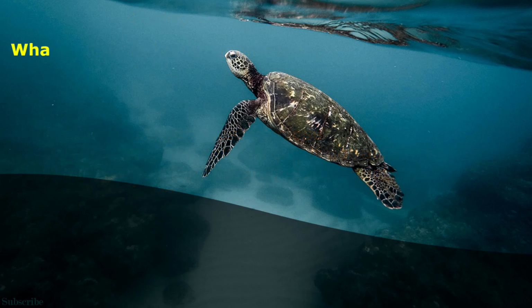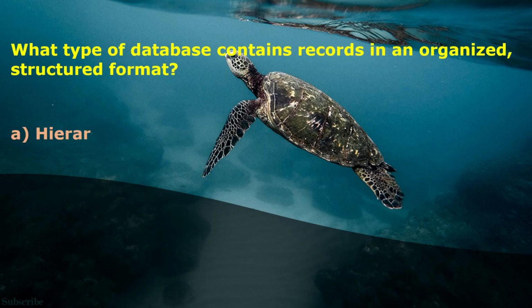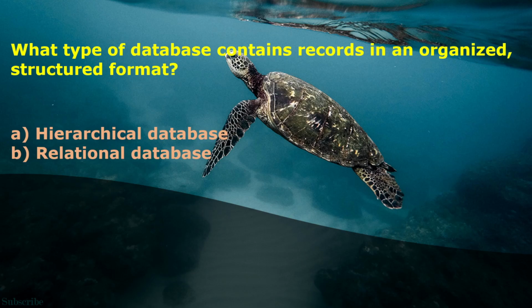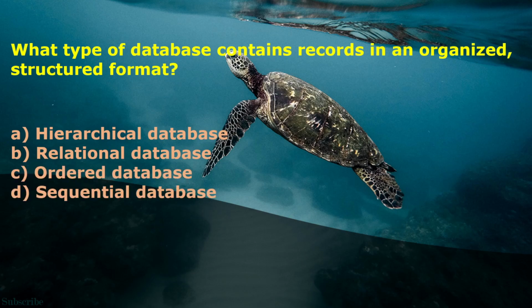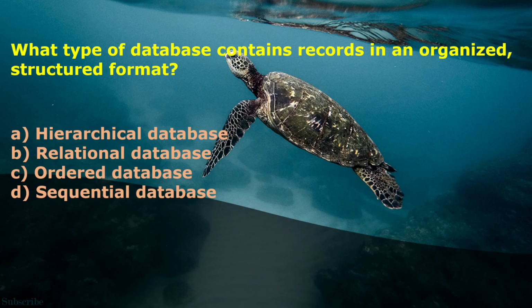Question number 37. What type of database contains records in an organized, structured format? A. Hierarchical database. B. Relational database. C. Ordered database. D. Sequential database. The correct answer is letter A, Hierarchical database.